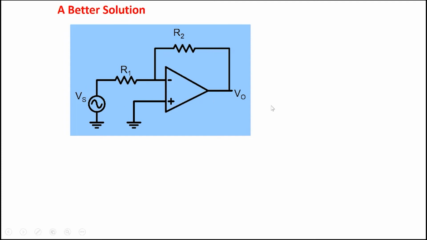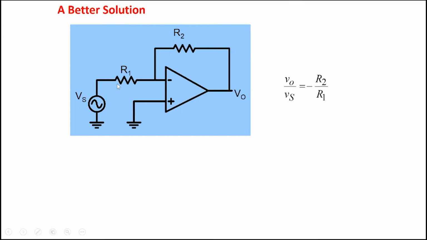Now you connect the source here and you take the output here. And we will show to you that V0 by Vs is simply equal to minus R2 by R1. And so if somebody wants a gain of 10, the application demands a gain of 10, all you can do is connect R1 equal to 1K, put R2 equal to 10K, and you have a gain of 10. And it's very easy for anybody to design this amplifier.